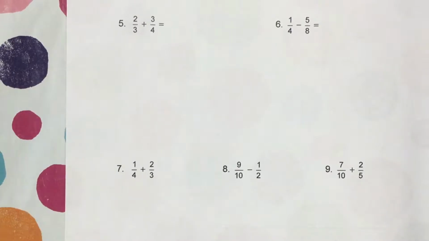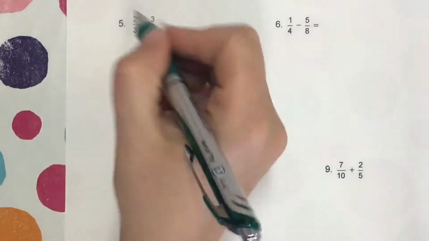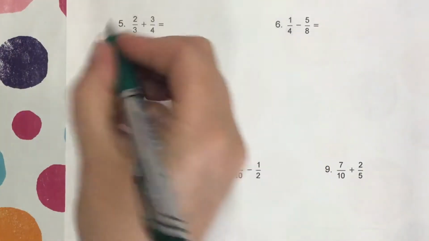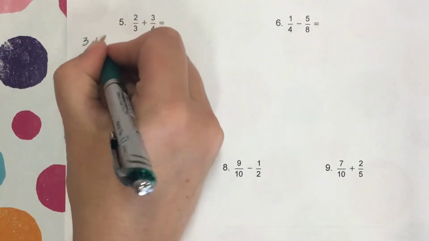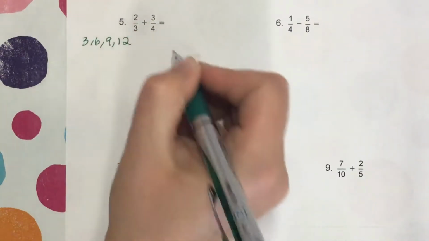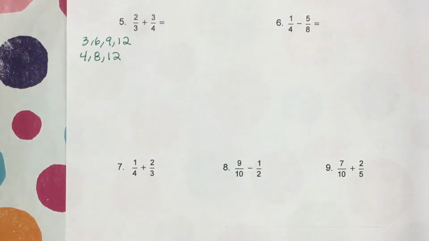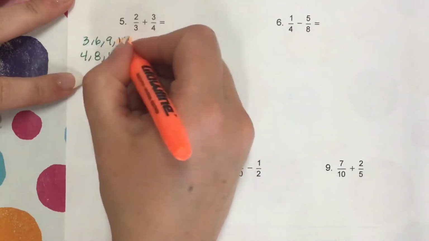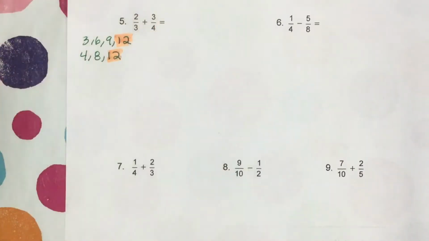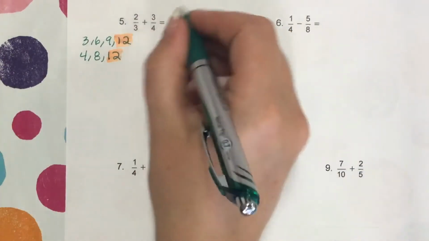Okay, we are back with 2/3 plus 3/4. So the first thing we have to do is find the common multiple. So I'm going to count by 3s, 3, 6, 9, 12, and then I'm going to count by 4s, 4, 8, 12, and there I see it. The common multiple, or the least common multiple, is going to be 12. So I need to make sure that I get 12 for the denominator of both of these fractions.